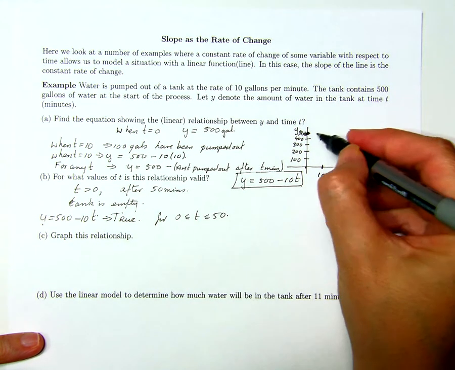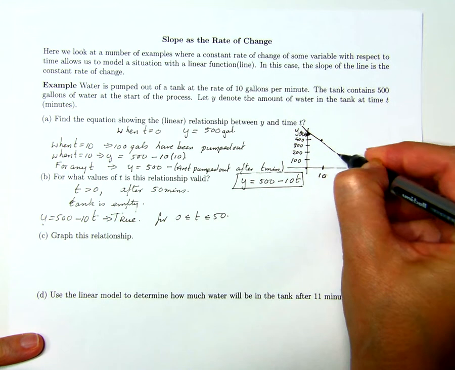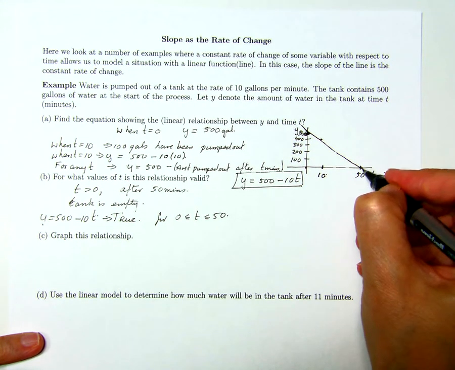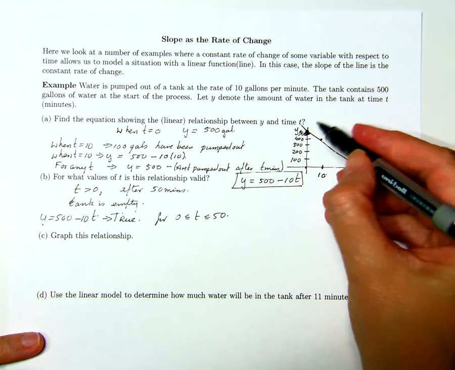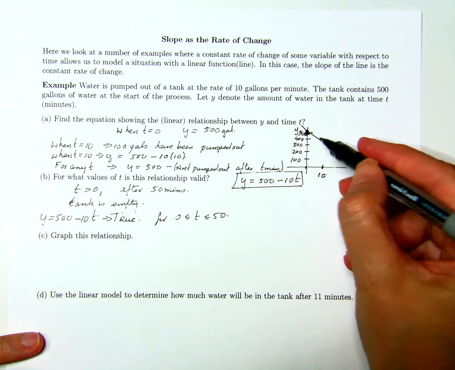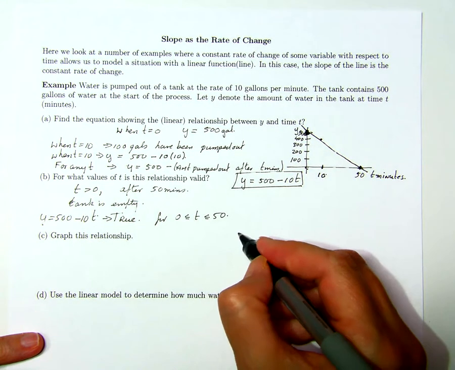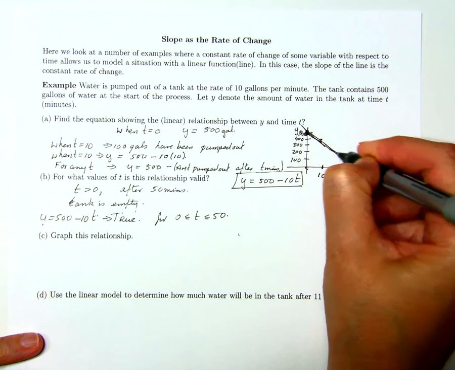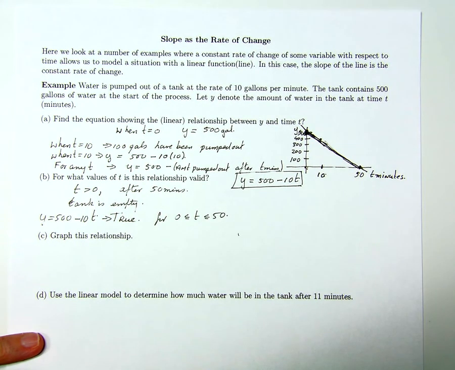And we can graph this relationship. We have 2 points on the line here. We can join them, and this should cut the axis at 50. And now the portion of the graph which is relevant here are all points on this line where t is between 0 and 50. So our graph looks like this, and it's exactly this part of the line which is in the first quadrant.